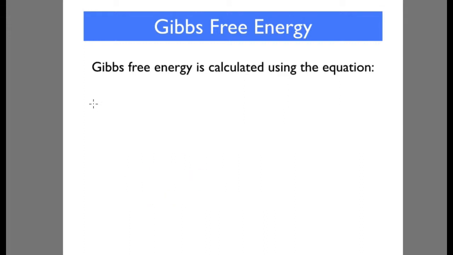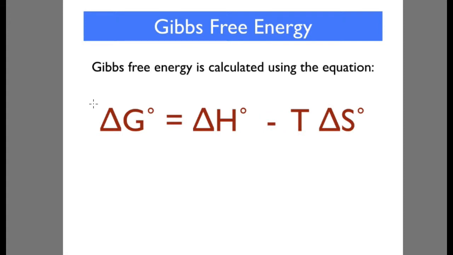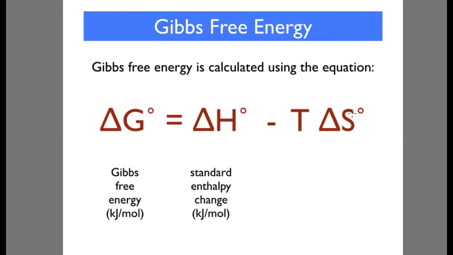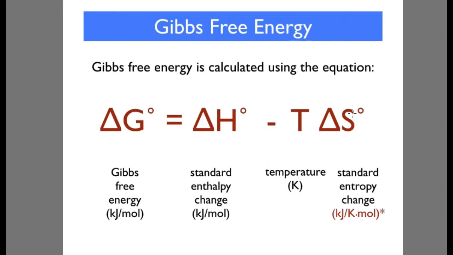Gibbs free energy is calculated using the equation: the change in Gibbs energy equals the change in enthalpy minus the temperature multiplied by the change in entropy. So Gibbs free energy, the unit is kilojoules per mole. Standard enthalpy change is in kilojoules per mole. Temperature is in Kelvin, and the standard entropy change is in kilojoules per Kelvin per mole.